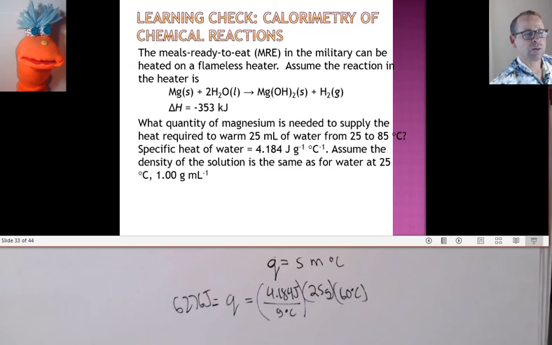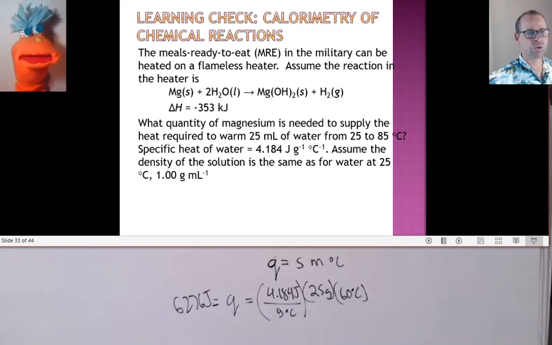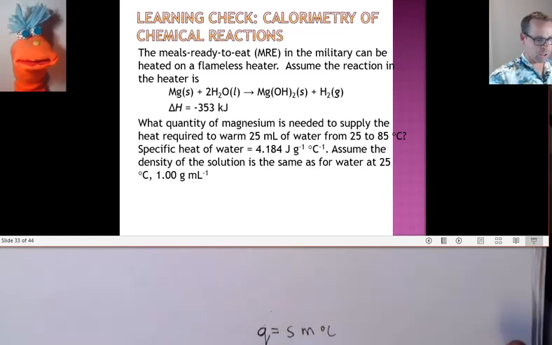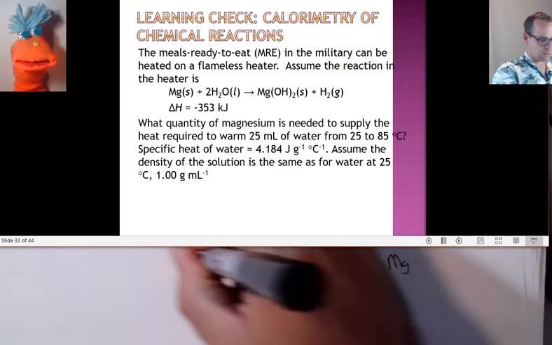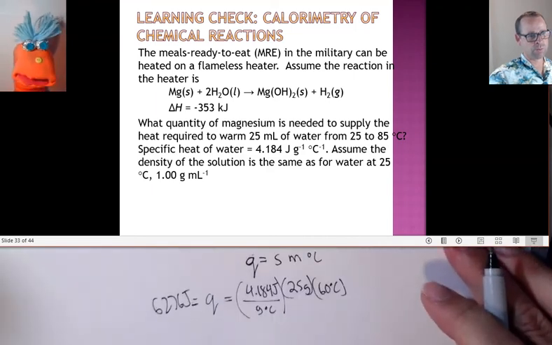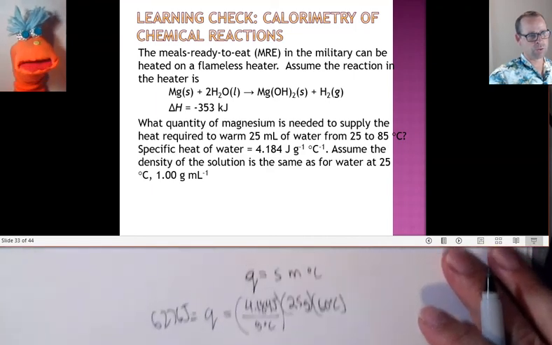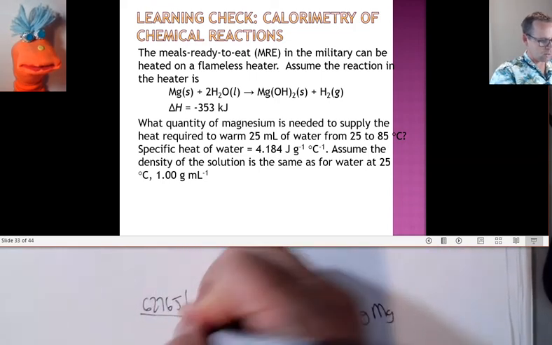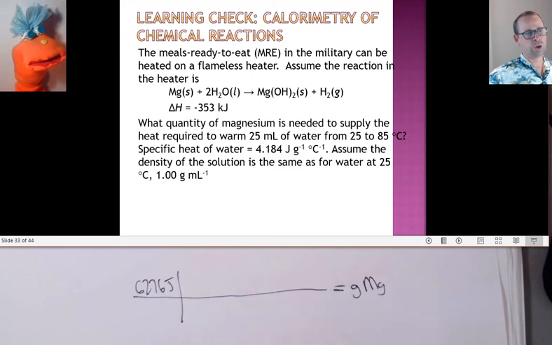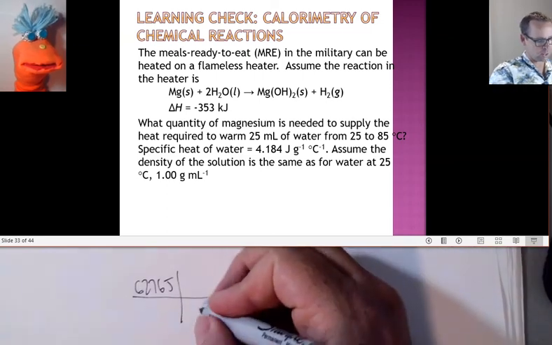Now the question is, what quantity of magnesium do we need? How much magnesium do we need to do that? So equal sign grams of magnesium. Very good. Starting with what? 6,276 joules. Okay, so we want 6,276 joules to heat it. And what do we know? 353 joules are released. No, 353 kilojoules. Oh, good. Good point. Way to catch that.